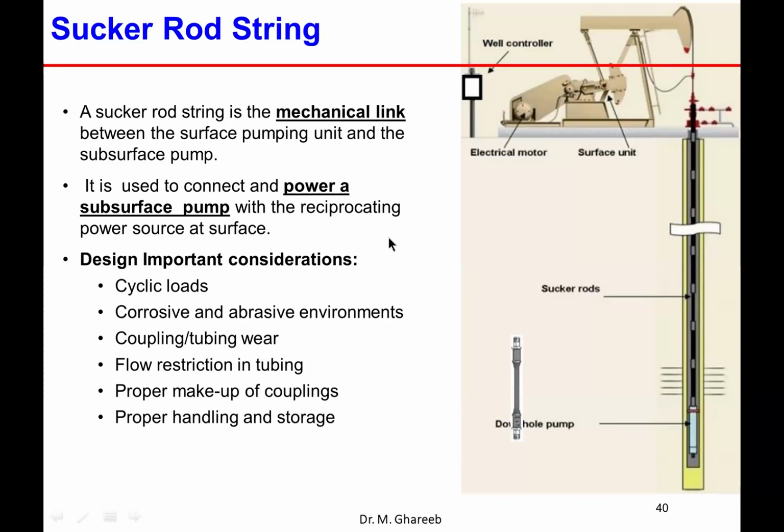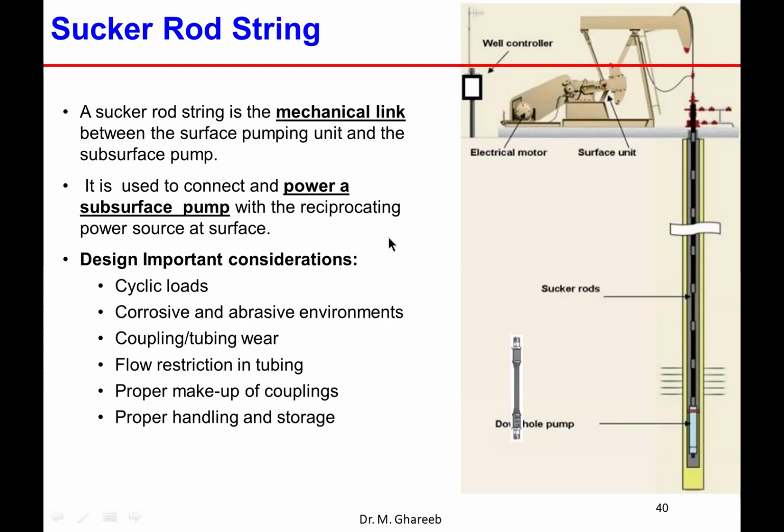But usually the sucker rod string not only transfers the motion, the reciprocating motion from top to bottom. We have to consider while we design this that it is subject to cyclic loads. In the upstroke there will be a load because you are lifting the plunger and lifting the fluid, so there will be a load in the rod string. In the downstroke there will be no load in the rod string. So there are cyclic loads in this one.